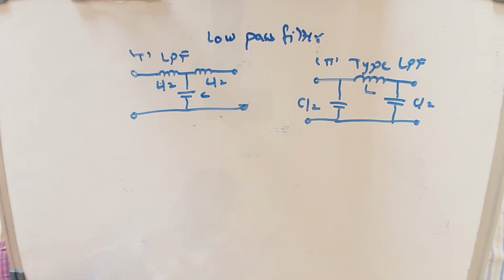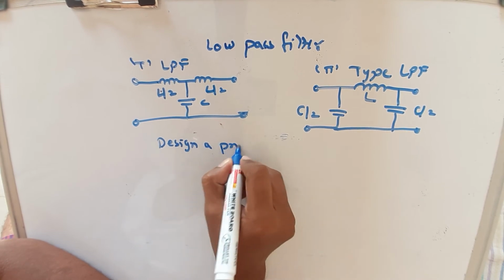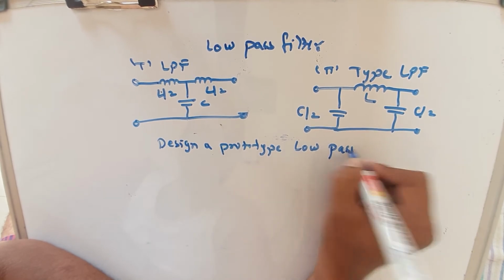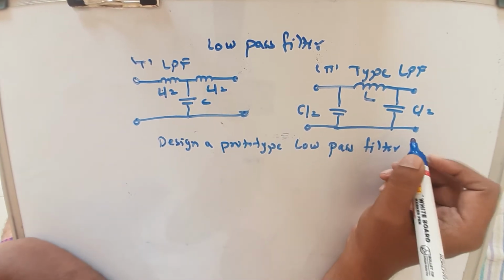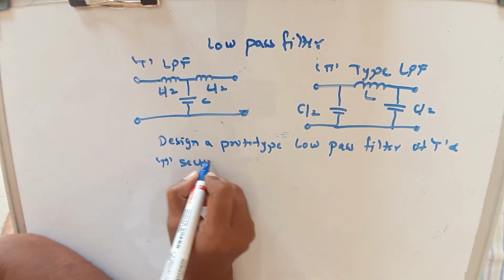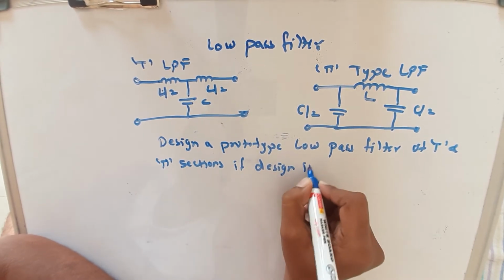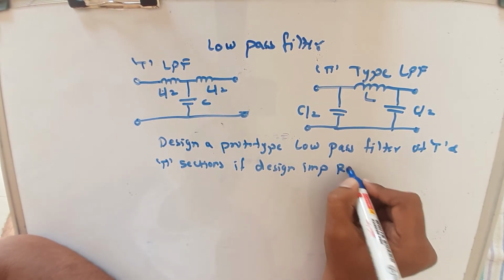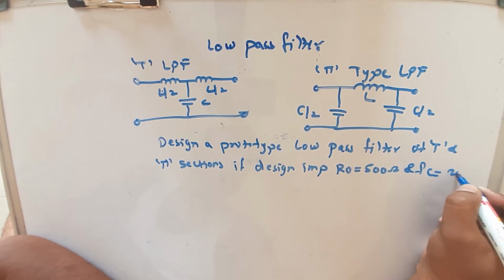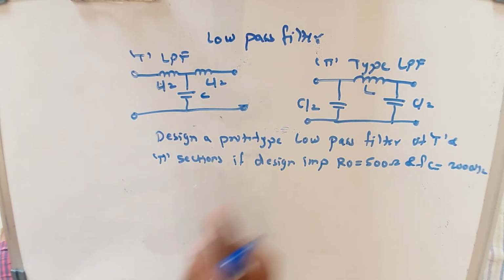In problems: design a prototype low pass filter of T and pi sections if design impedance R0 equal to 500 ohm and cutoff frequency equal to 2000 hertz. Okay, now we have the T and pi networks.